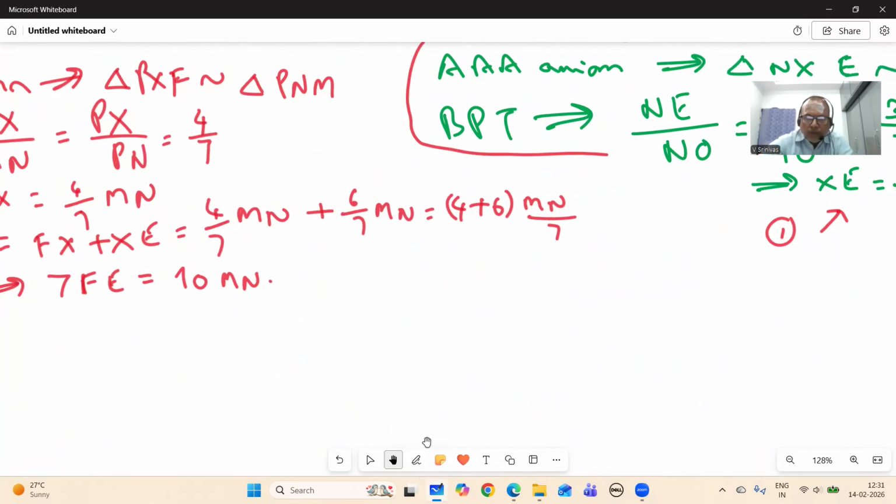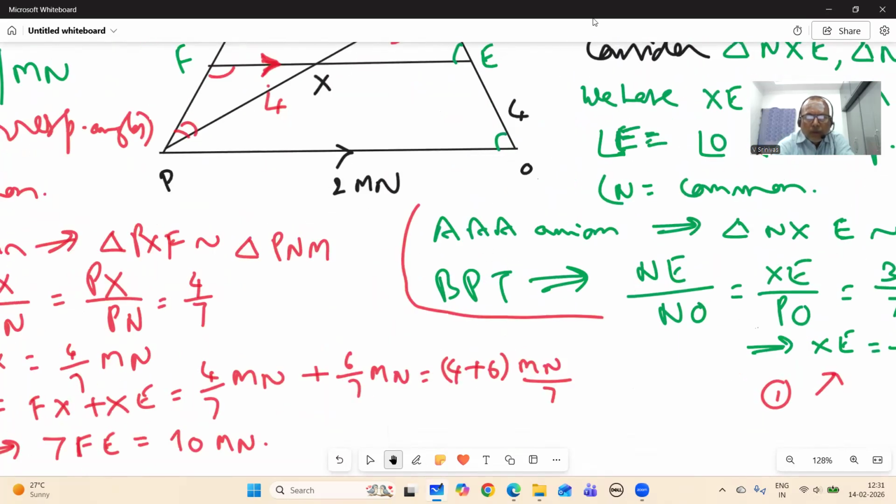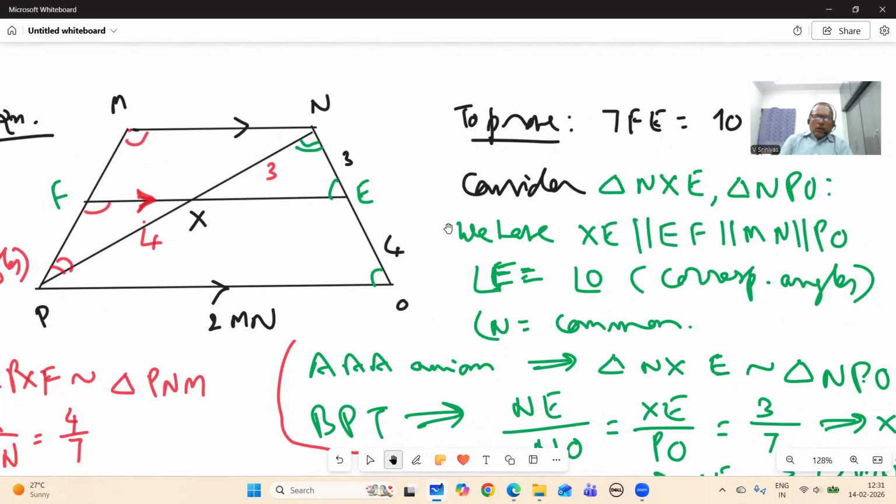So what we have done, we started with this trapezium. These two opposite sides are parallel, and this side is twice of MN, that is given. And we are also given that line segment FE is parallel to MN. This diagonal PN intersects FE at X, this side MP intersects the segment FE at F, and this segment FE intersects this side NO at E. We are also given that NE by EO is 3 is to 4.